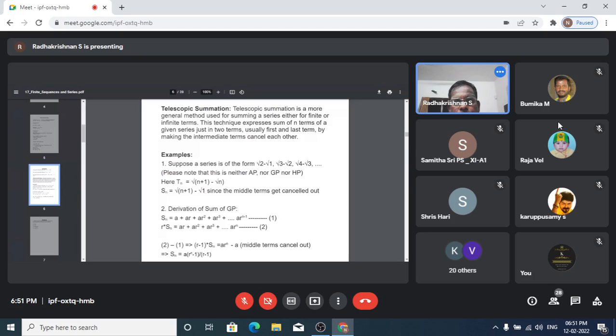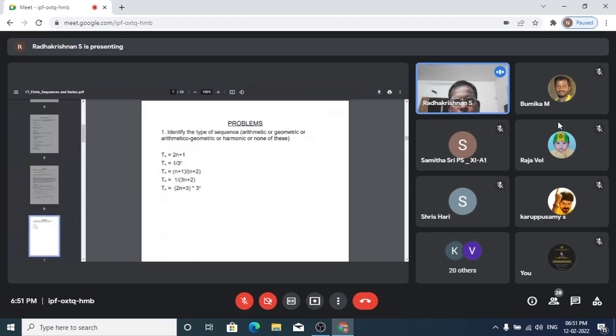First problem. Okay. The numbers, sequences given, you have to tell what type of sequence that is. The T2n plus 1.